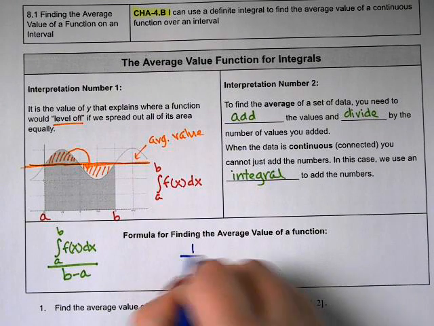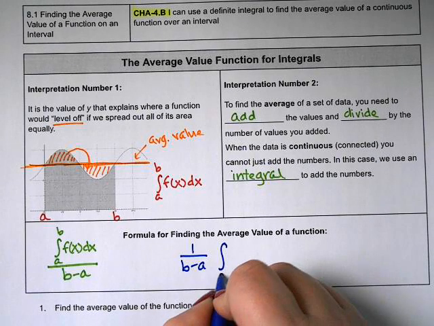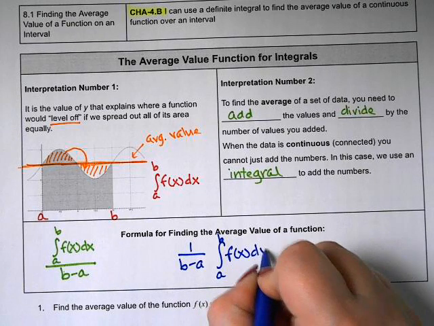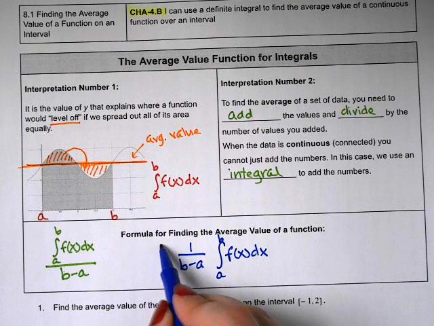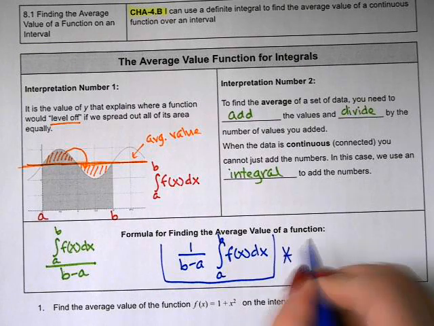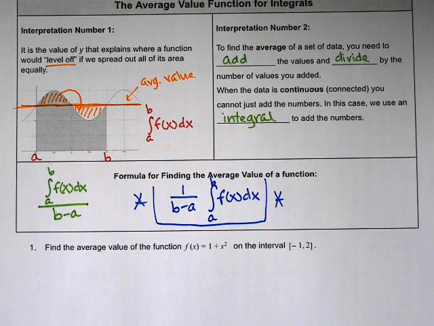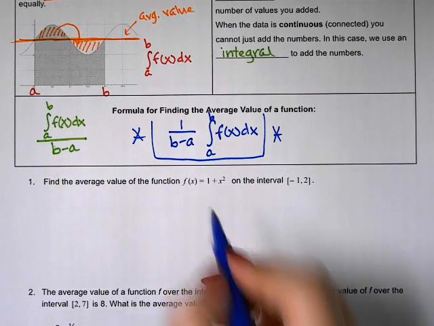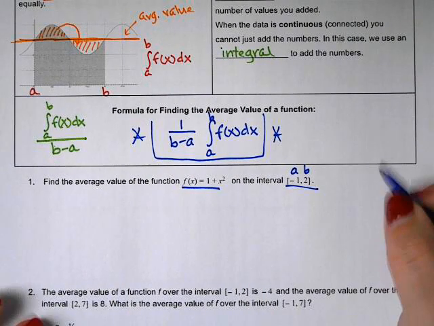It's 1 over b minus a times the integral from a to b of f of x dx. So instead of dividing the integral by b minus a, we just take it and put it out front. But this is going to be really important as we move forward. All right, so let's talk about how to actually use this formula. So find the average value of the function. Here's your f of x, here's our interval. So this is a to b.